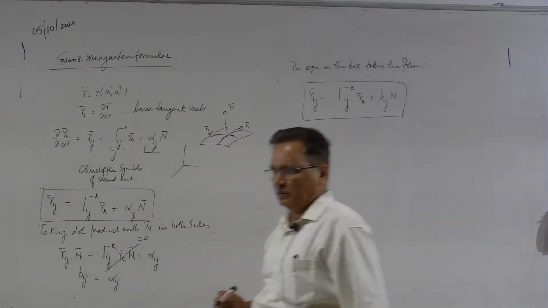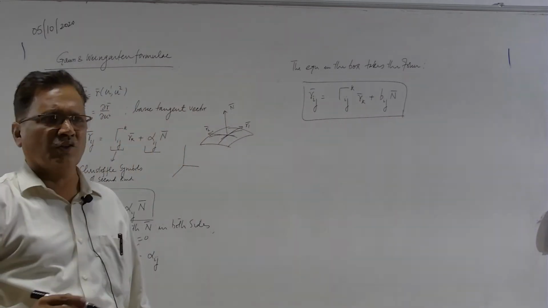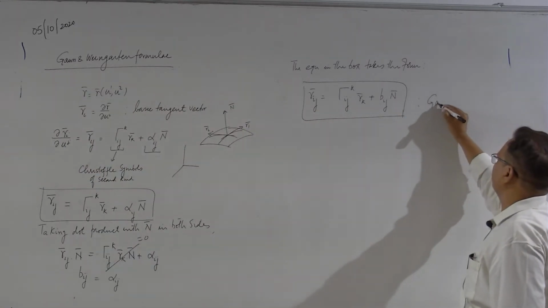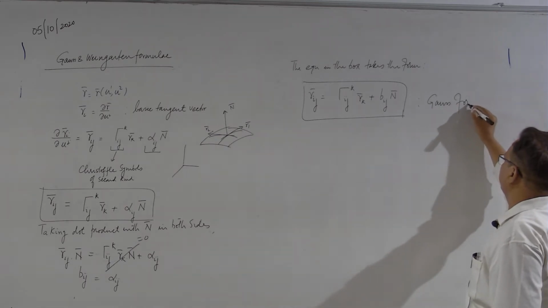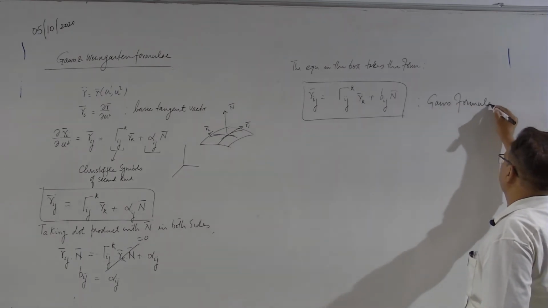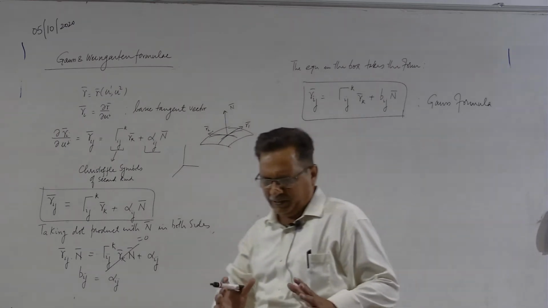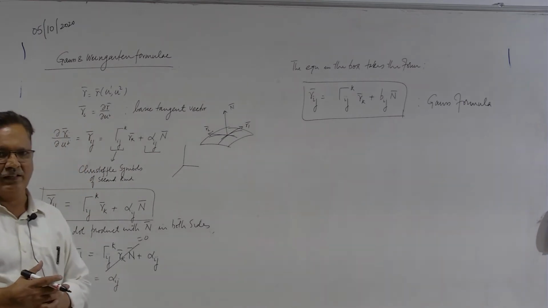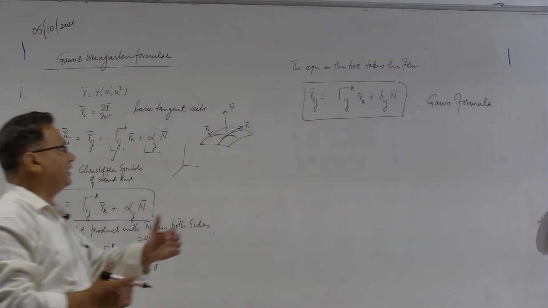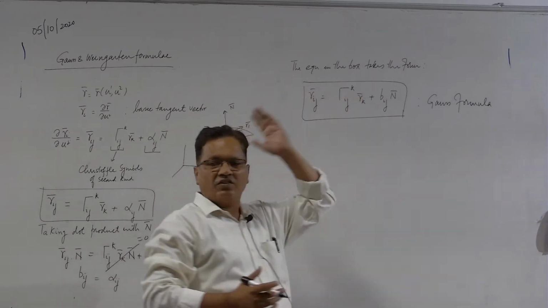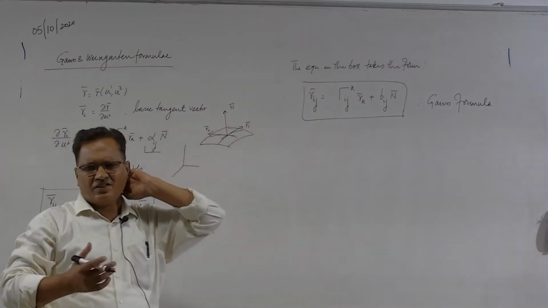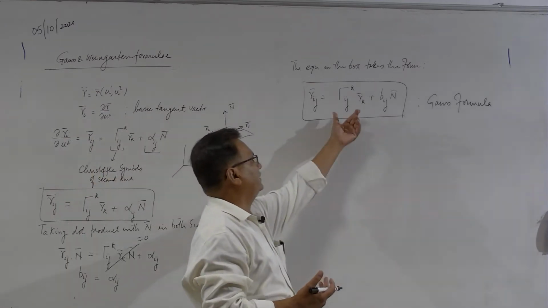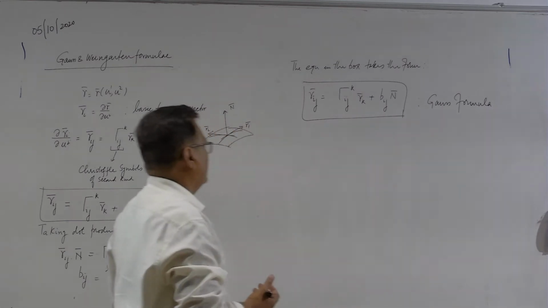Now, this boxed formula is called the Gauss formula. Roughly speaking, the Gauss formula only tells you how the derivative of basic tangent vectors is expressed. It has some tangential component and some normal component. The first one is the tangential part, the other one is the normal part.